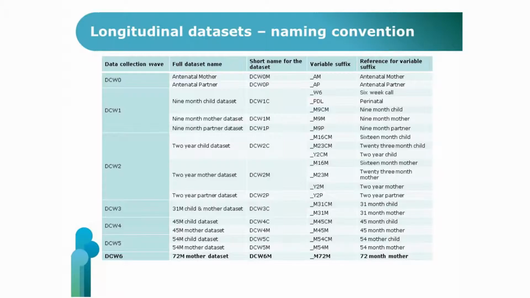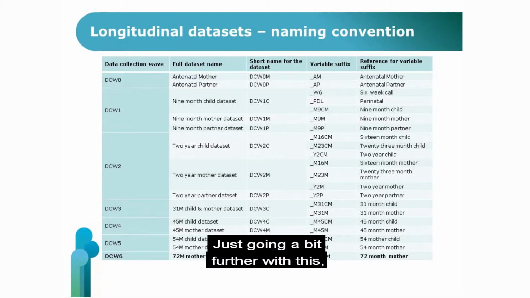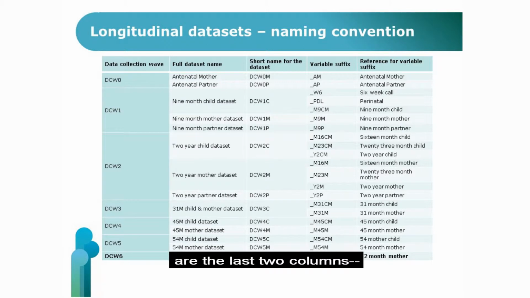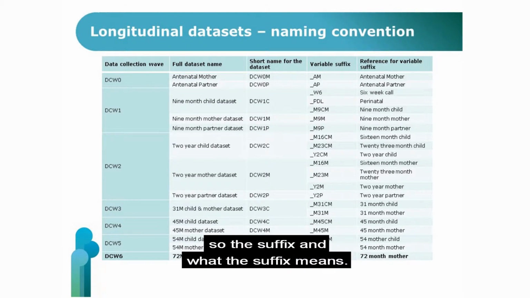Okay, just going a bit further with this. So here I've got everything listed down. I've got DCW0, the antenatal data. If we look at the full data set name column, it's split into mother and partner data. The short name for the data set, what it's called. And probably the most important columns in here are the last 2 columns. So the suffix and what the suffix means.